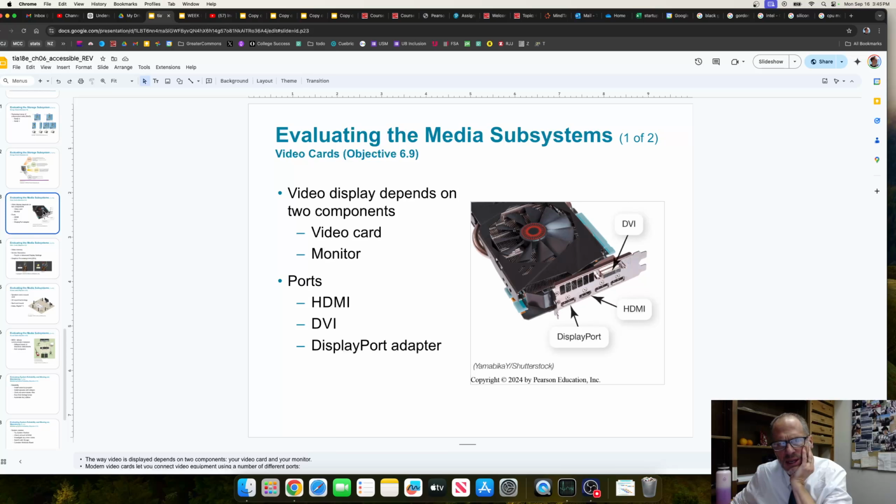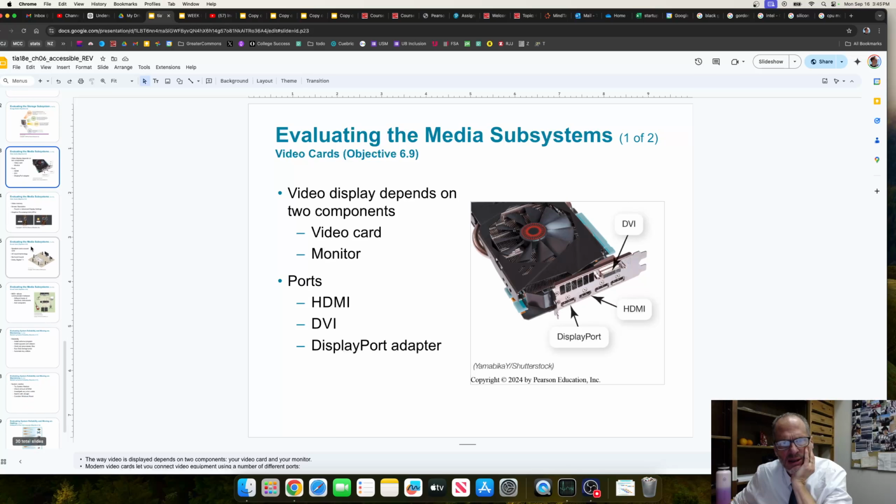And then we have media. And so some things to think about with media. You've got your video card and you have your monitor. And then you also have different ports. And so you have HDMI. And so an HDMI port looks like that.